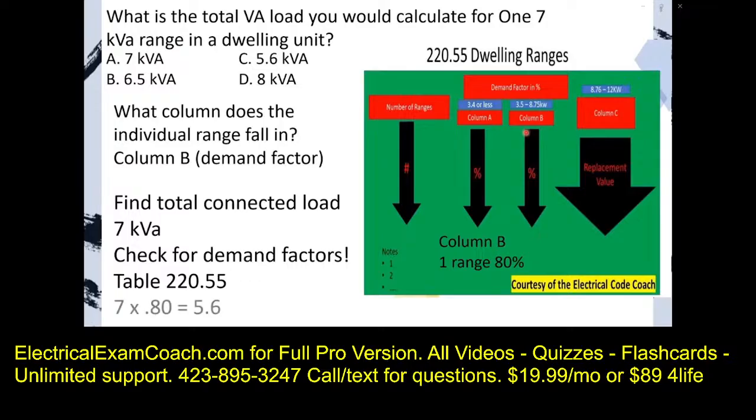Now let's do the math. We take our 7 multiplied by our demand factor, and that gives us our new reduced load. And we select C.